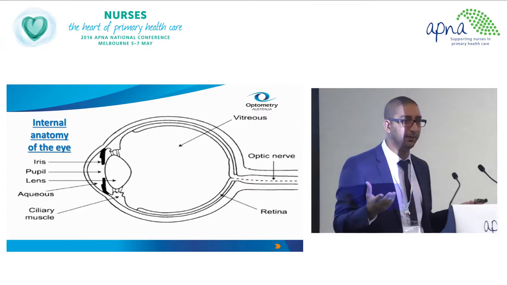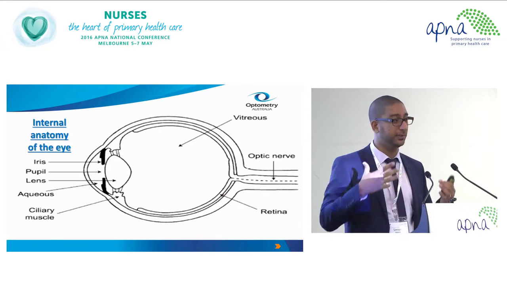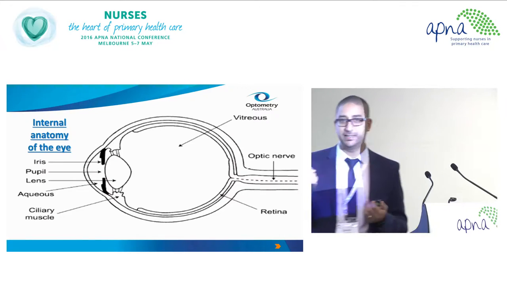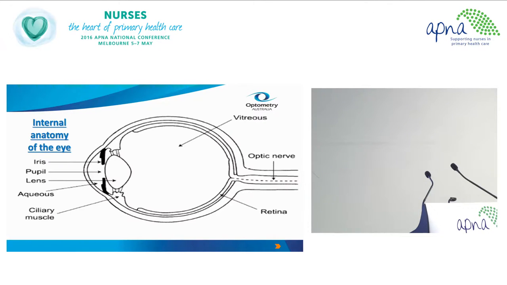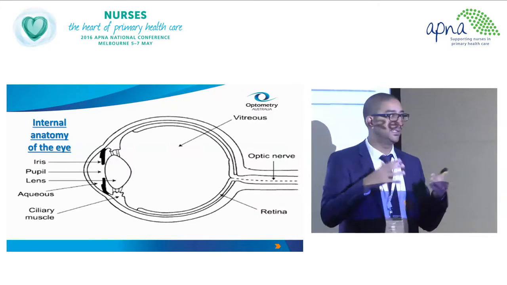I'm sure some of you have heard that either from relatives or from patients, that the cataract is a film on the front of the eye. Incorrect. A cataract is a clouding of the lens inside the eye. So this is the lens. This looks like if you wear spectacles, it's like a spectacle lens, but it's just a bit thicker. And that gets cloudy over time.